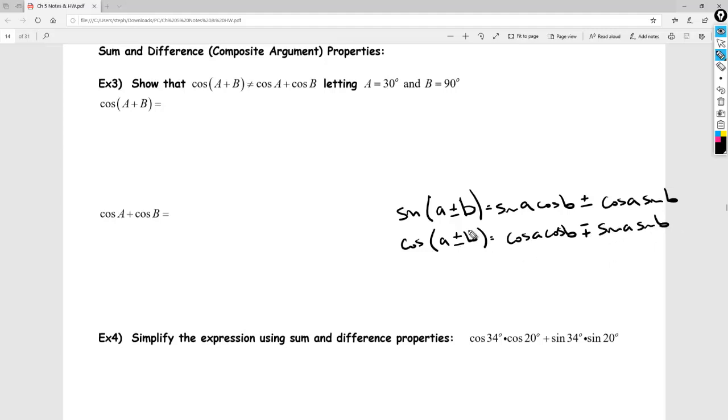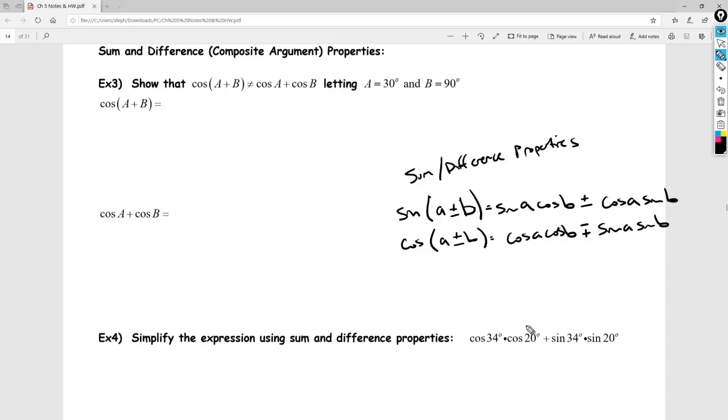So all I mean by that is if you have a plus sign on the inside of your cosine function, then these two quantities will have a subtraction sign in between them. Okay, so these are what are known as the sum and difference properties for my trigonometric functions.